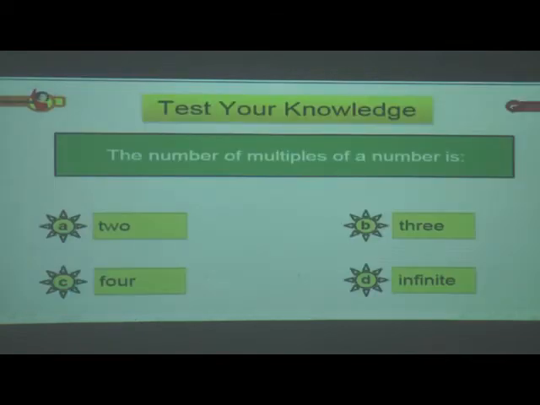So now I want to test your knowledge. Answer me one simple question. The number of multiples for a number is how many? Only 2 multiples, or 3 multiples, 4 multiples, or infinite? Yes, very good. It's infinite. There are infinite multiples of a number.